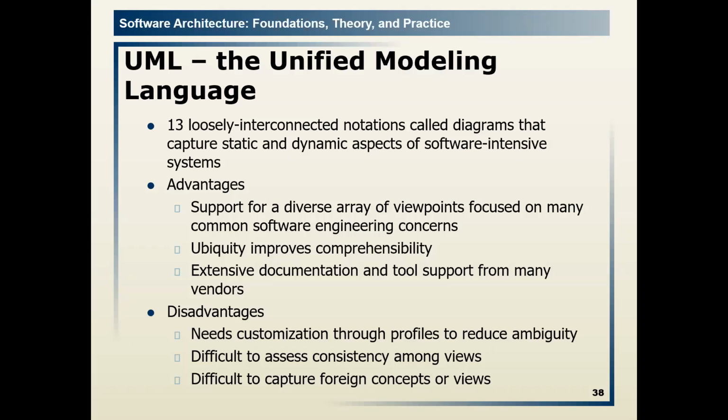But the disadvantages are that UML needs customization through profiles to reduce ambiguity. Now, even in UML, there can be ambiguity, if you do not customize the UML diagrams by introducing the profiles, right? You have to profile to the specific project. Then only you will be able to reduce the ambiguity 100%. Right? But still it's better than the other methods.